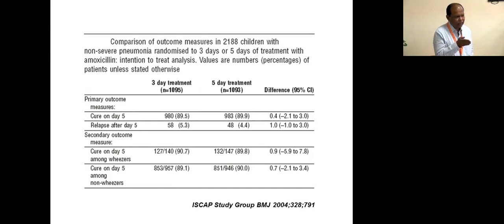Until then, we knew only the superiority design. So if we say 0.4 is very small, and it is not going to be statistically significant, and therefore we would conclude that 3 days is as good as 5 days. That is not the concept that we have today. That is a wrong concept. If you don't reject the null hypothesis, don't ever accept the null hypothesis. Please remember, this is very important.